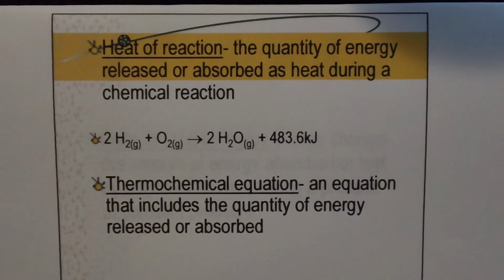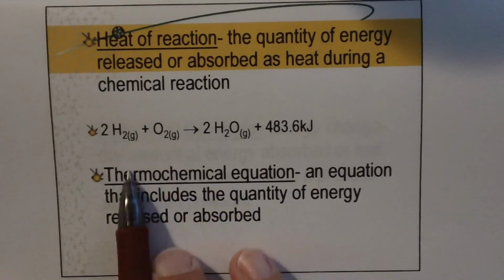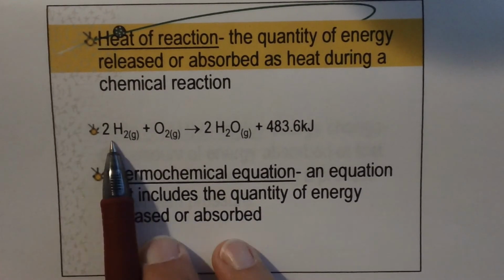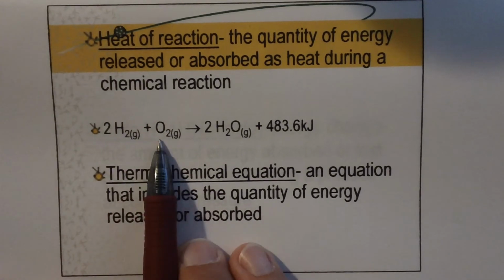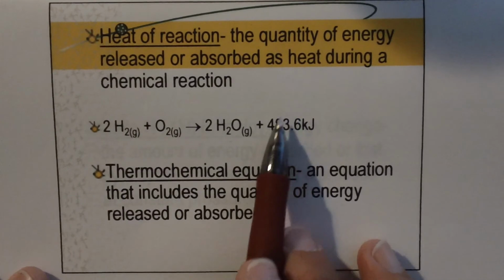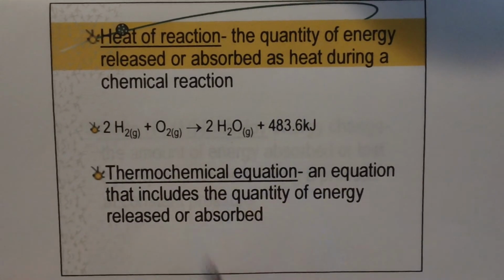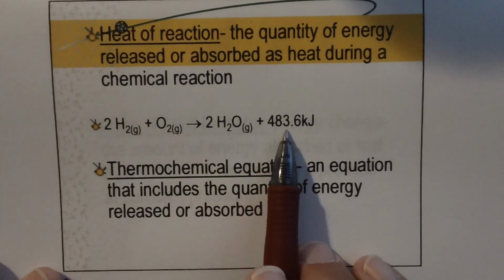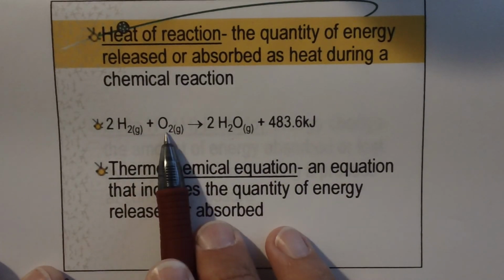So we have things called heat of reaction. This is in a chemical reaction. They show you how much heat is gained or released. They call this a thermochemical equation. So you can see this is hydrogen reacting with oxygen to form water, except they've added a value in there. That value is the heat that is, in this case, released when hydrogen and oxygen react.